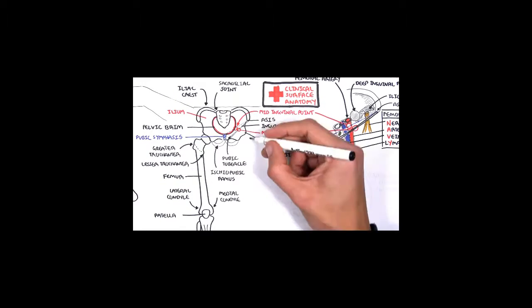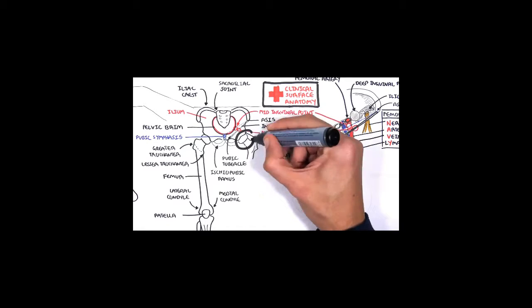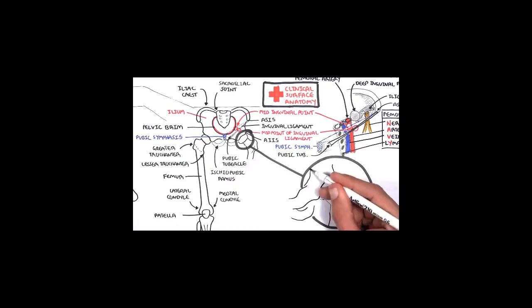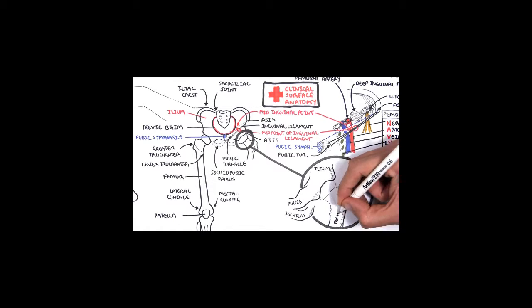So next I want to talk about the hip joint, and I want to introduce the ligaments. The hip joint is very stable. Here are the three parts of the bony pelvis: the ilium, pubis, and ischium, which I described at the beginning of the video. And this is the femur. The head of the femur is within the acetabulum. The hip joint is a ball and socket joint.